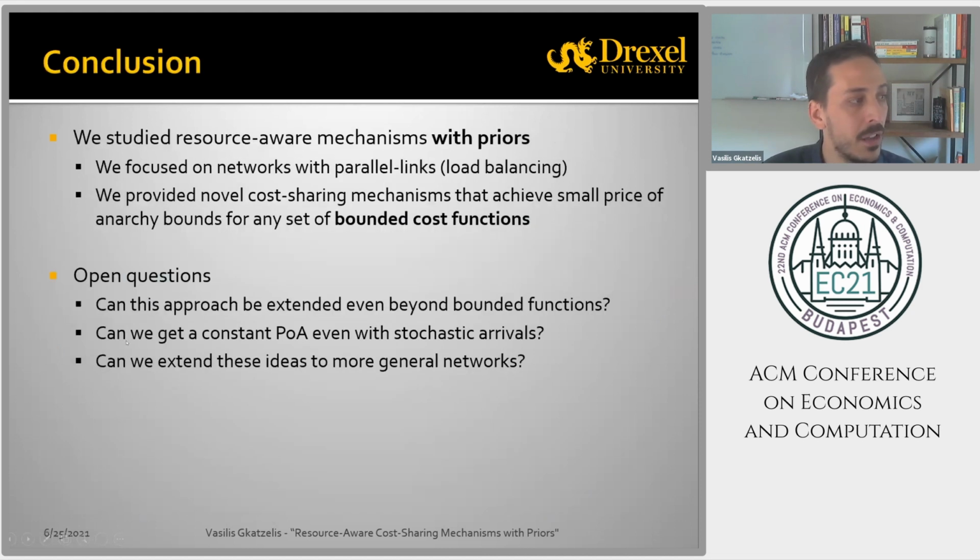I'll just leave the open questions here, which are about extending beyond bounded functions, getting a constant price of anarchy even with stochastic arrivals, and extending these ideas to more general networks.